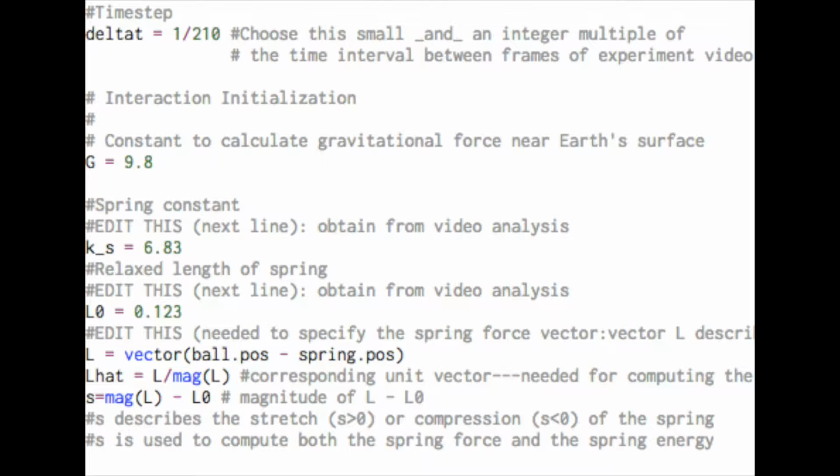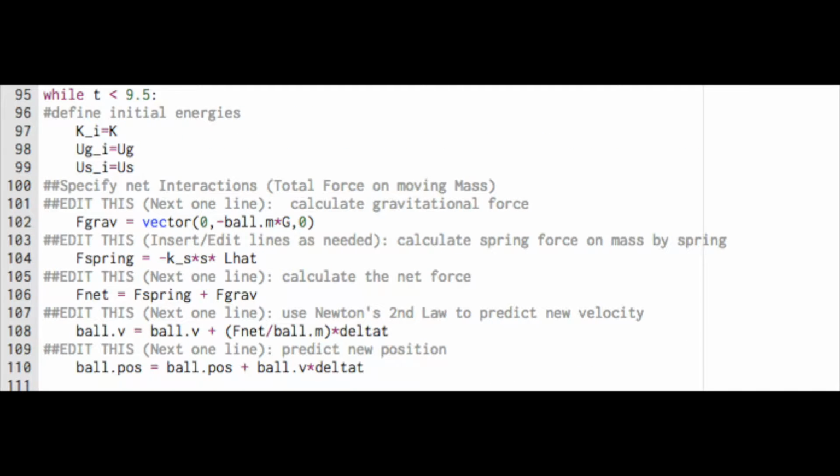Next, we input the values we previously calculated. Here we know that the spring constant is 6.83, and the relaxed length of the spring, which we will call L naught, is 0.123, and that the total length of the spring is equal to the ball position minus the fixed point of the spring. Next, a while loop is used to calculate the net force in the system. Here, Hooke's law is used to find the force that the spring has on the mass. Then, that force is added to the force of gravity to get the total net force.